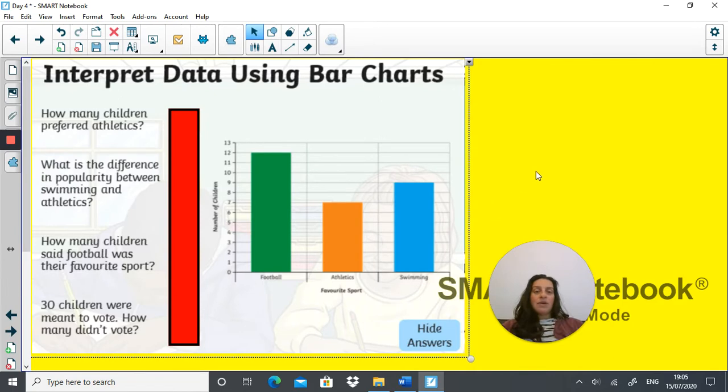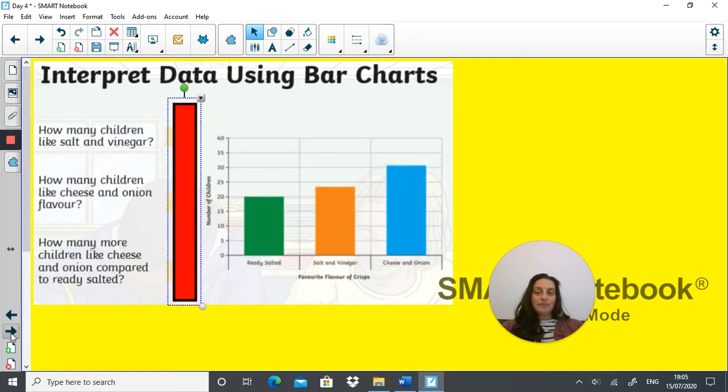So here we go. The first question requires you to look at the data in this bar chart and answer these questions here. Questions are, how many children preferred athletics? What is the difference in the popularity between swimming and athletics? How many children said football was their favourite? And 30 children were meant to vote. How many did not vote? So have a look at this graph. Look at the axes. These are the axes. Look at the information here and answer those questions. Good job. Let's move on.